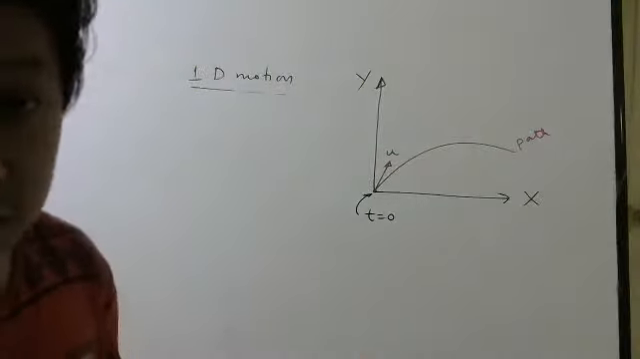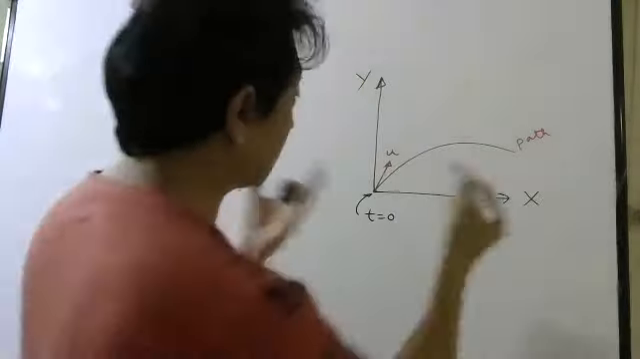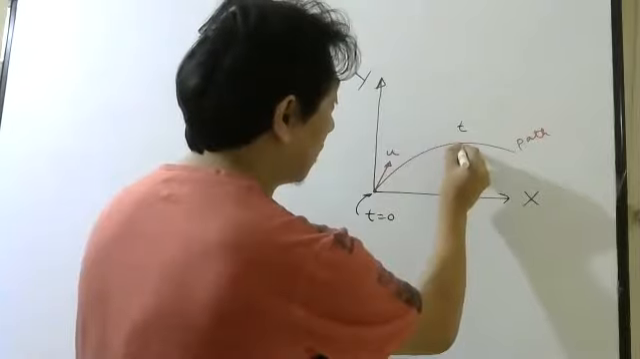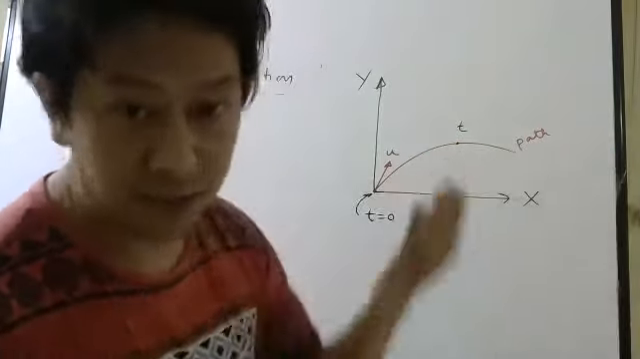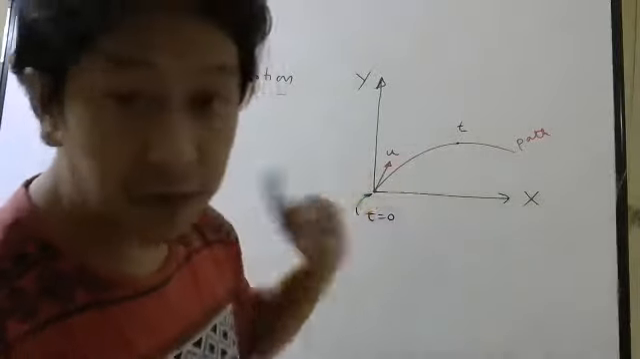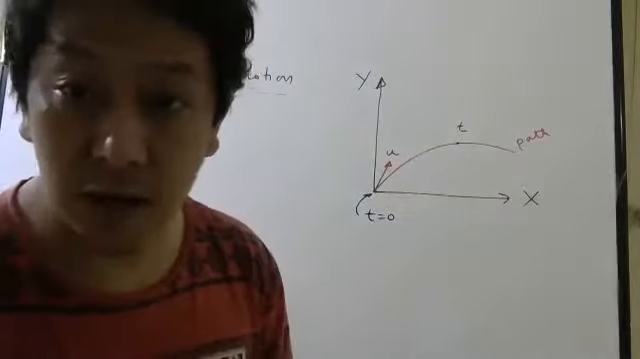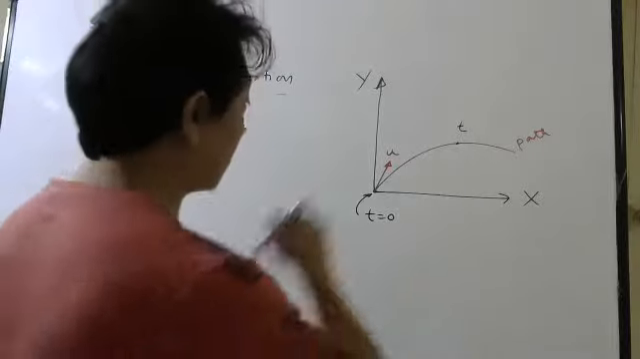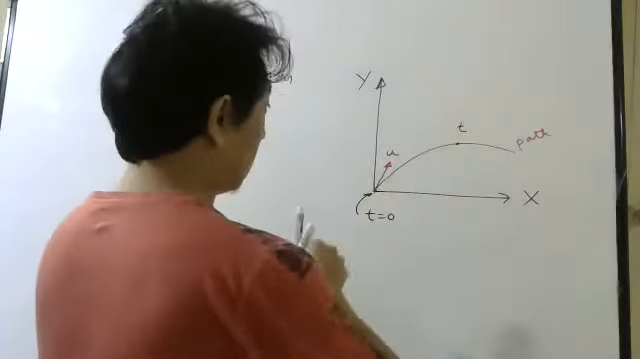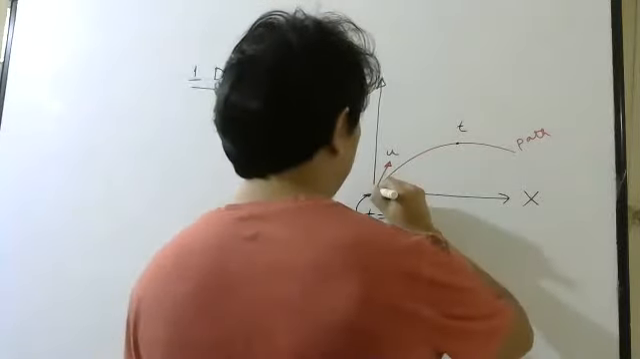Okay, so now the question is the same. After some time, it may be somewhere here, it may be here, it can be anywhere. So after some time, it is there. Now I want the same answer. I want to know what is the displacement. Meaning, I want this vector.